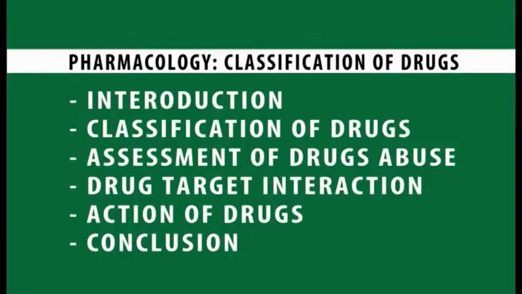Today we will start with another interesting learning episode of Forensic Pharmacology Part 1. This module is about the classification of drugs of abuse. It is divided into 6 different modules. Module 1, Introduction. Module 2, Classification of drugs of abuse. Module 3, the assessment of drugs of abuse harm. Module 4, Drug-Target Interaction. Module 5, Action of different classes of drugs. And finally, Module 6, Conclusions.